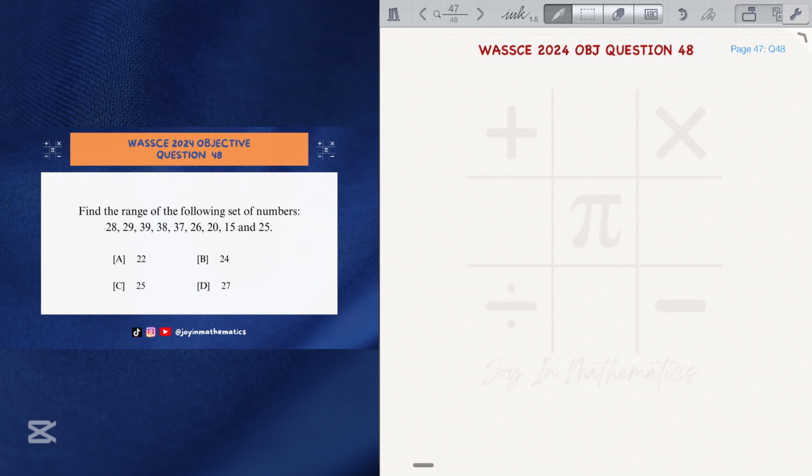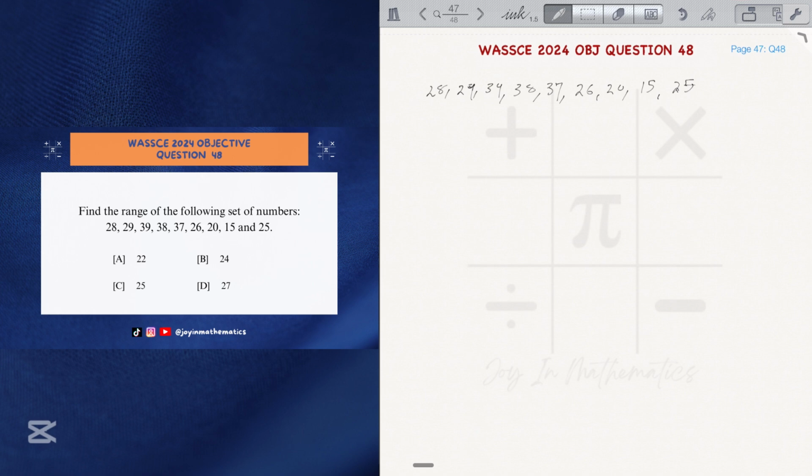The question says we should find the range of the following set of numbers. We have 28, 29, 39, 38. We also have 37, 26, 20, 15, and 25.